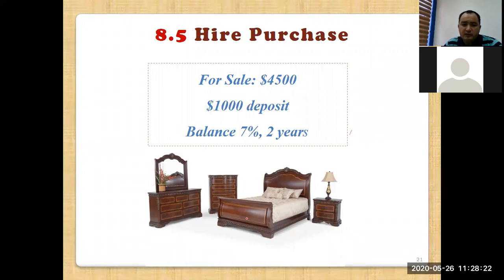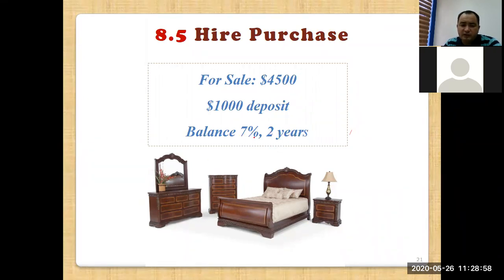And for the remaining part, they add this 7% interest that is called a flat rate. And we can spread this over a specific period of time. Here we have 2 years. For example, let's say the balance is 3,500, and when it adds this interest, it is, let's say, 4,000. If you divide this into 24 months, it is about $180. So every month you need to pay $180 to clear your debt.